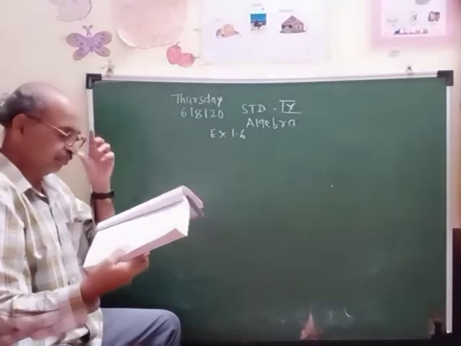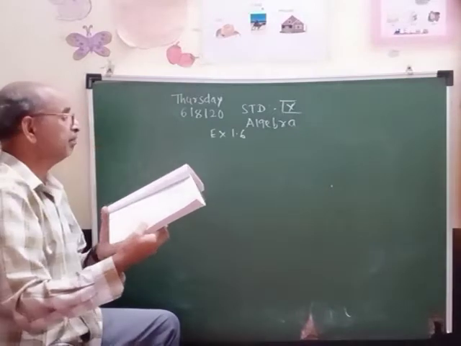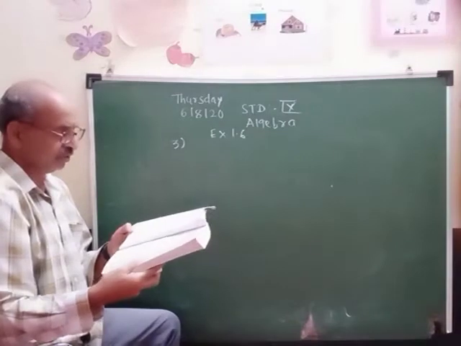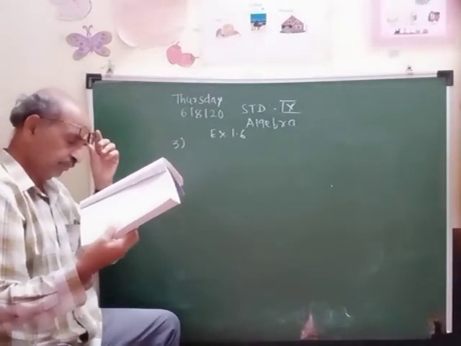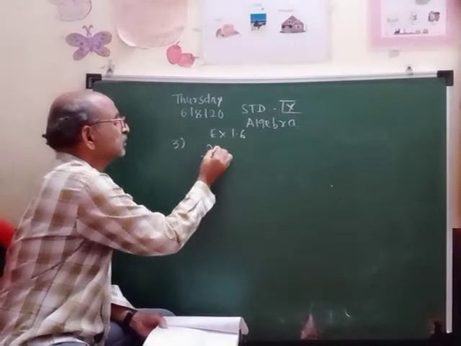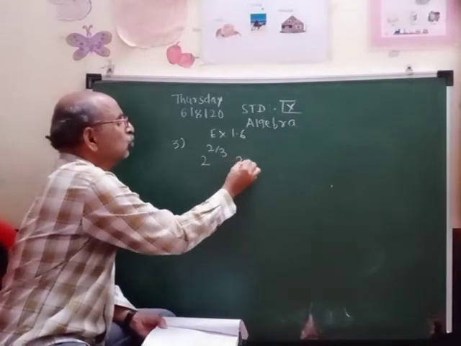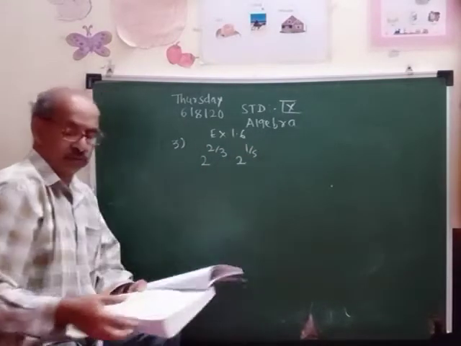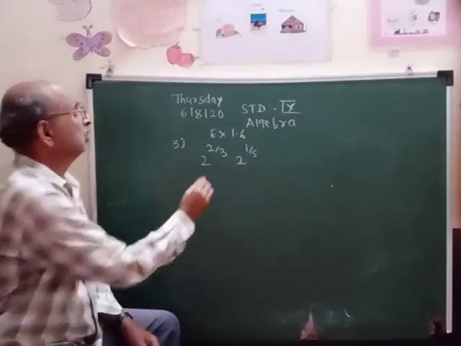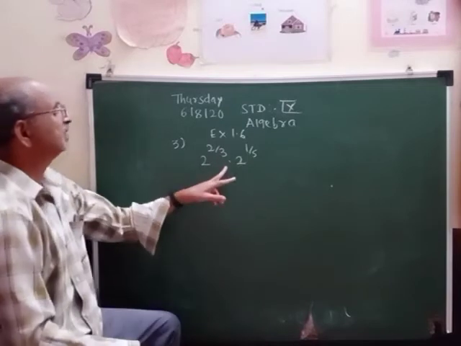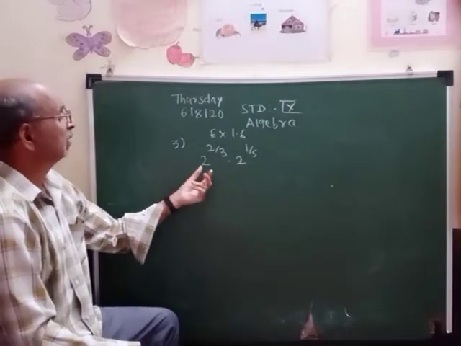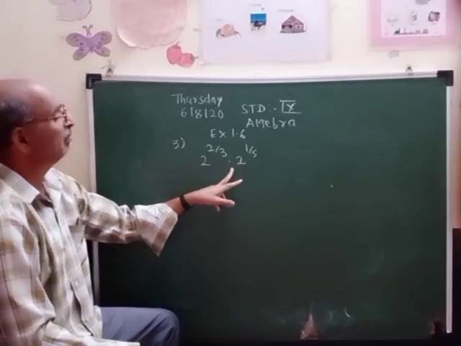Now first is the third example of Exercise 1.6: 2 raised to 2 upon 3 into 2 raised to 1 upon 5. Here the multiply sign is not there; instead a dot is given. Dot means multiply. Now here we can use the multiplication rule.